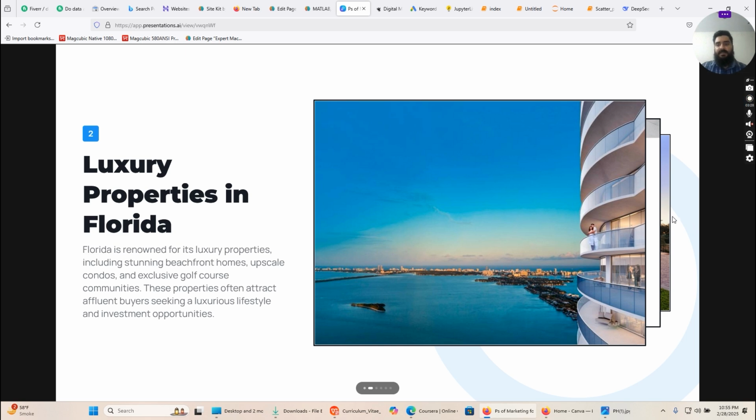So that being said, in real estate, for a particular market, there is a particular product that you can offer. In Florida, that particular product is luxurious properties or a luxurious lifestyle.